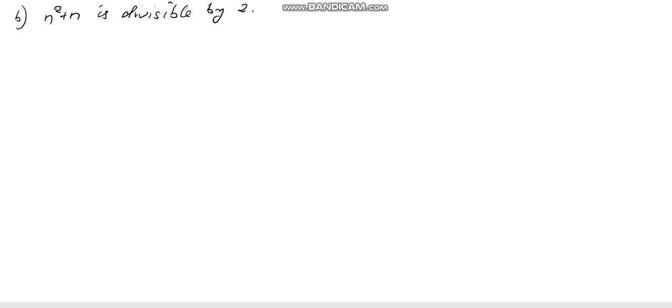So this question that we have here, we have to prove by mathematical induction that n to the power 2 plus n is divisible by 2 here. So the first step that we'd have to do here is we need to show that this is true when n is equal to 1.